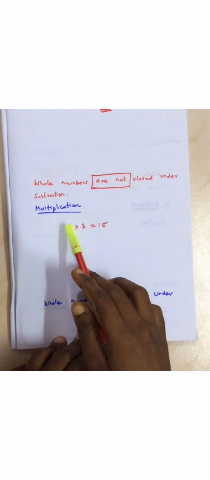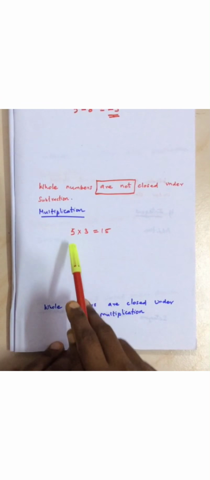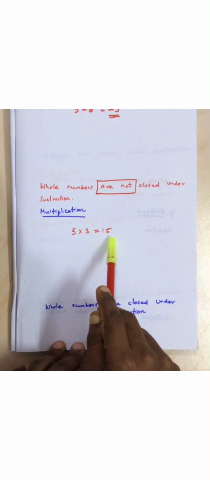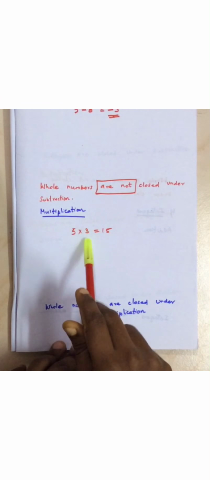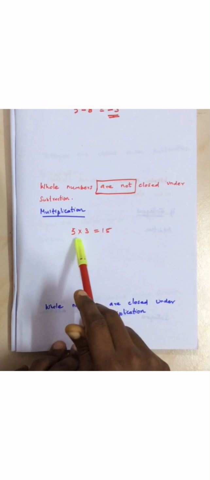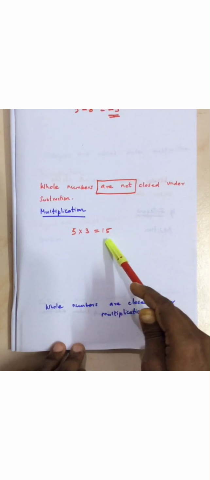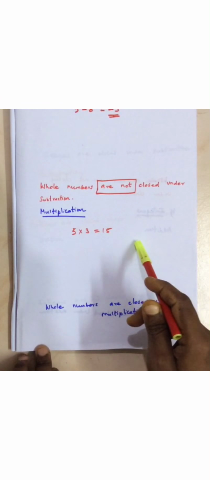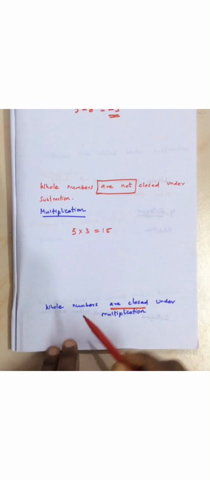The next is multiplication. If you take 5 multiplied by 3, it is 15 here. So 5 is a whole number, 3 is a whole number. When you multiply two whole numbers, the answer is also a whole number. You can try for some more examples. So you can say whole numbers are closed under multiplication.